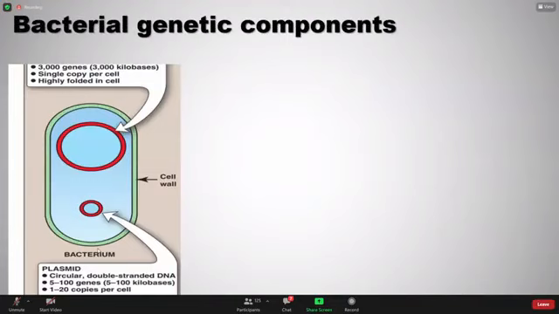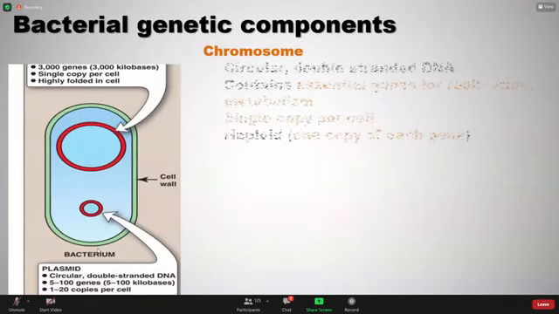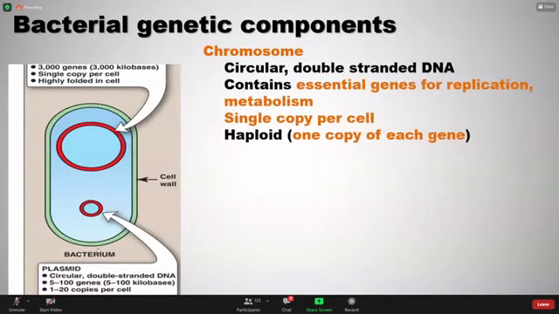So the main components, because we're going to talk about other stuff in bacterial genetics, are the chromosome. If I look at this, it's circular, double-strand DNA, with essential genes for replication and metabolism. Why did I mention that? Can plasmid play a role in bacterial growth? No, great. So they are haploid, that means you have only one copy of each gene, and the chromosome is single in each bacteria.